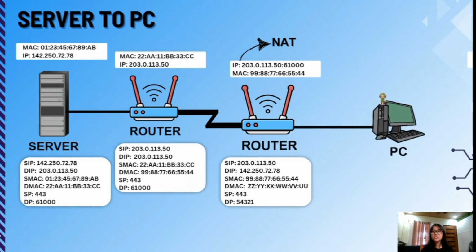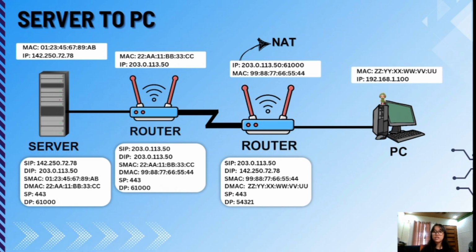Step 4. The PC receives the packet. The packet arrives at the PC, which checks the MAC and IP addresses. It recognizes its own MAC address and IP, confirming that the data is intended for it. The PC reads the source IP address to identify that the packet is from the server at 142.250.72.78. It reads the source port 443 and destination port 61000 to confirm the established connection. The PC processes the packet, extracting the contents like a web page or API response.